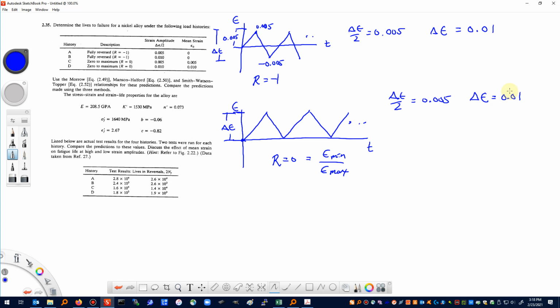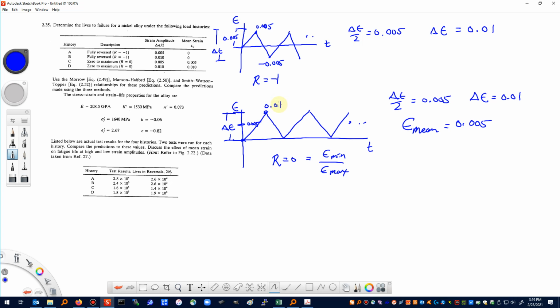D, there's a similar situation. I'll let you figure out what the maximum strain should be. So the mean strain here is 0.005, and that means our maximum strain is 0.01. The R is equal to 0. Again, that gives us a strain range of 0.01.